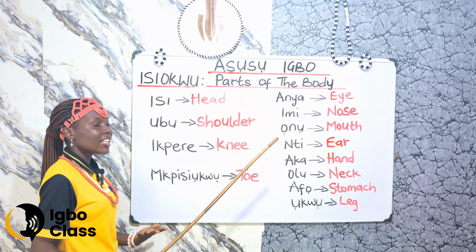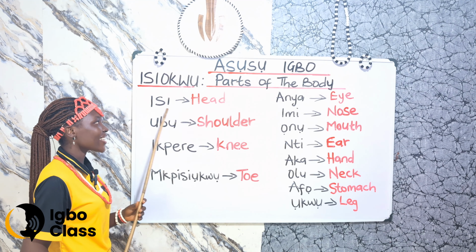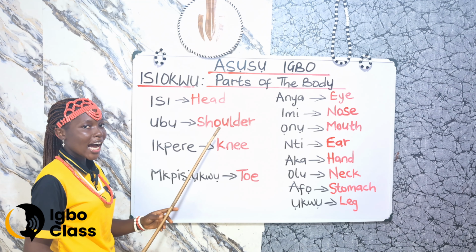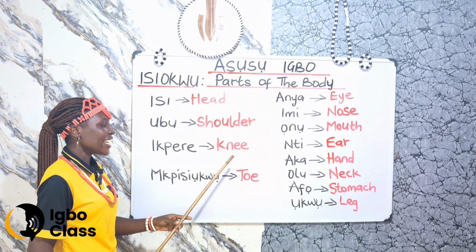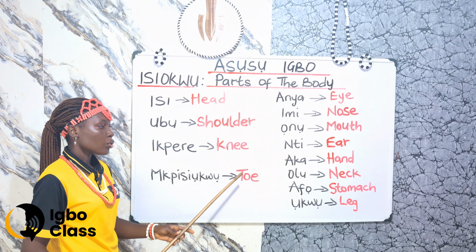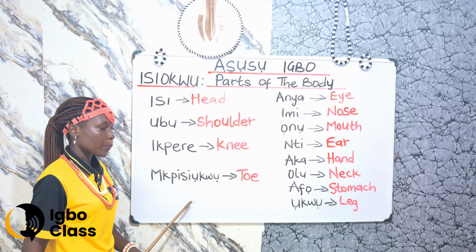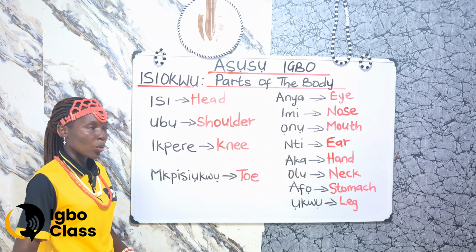Obviously, we already learned that head is isi, shoulder is ubu, knee, ikpere, toe, mkpịsị ụkwụ. So let's go.